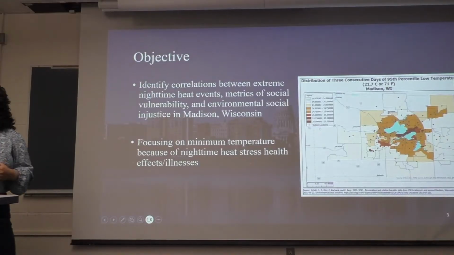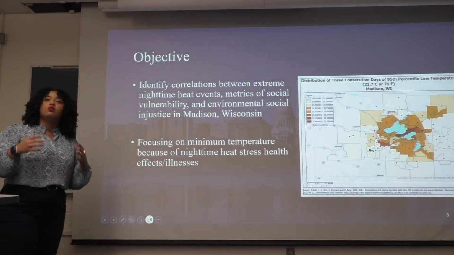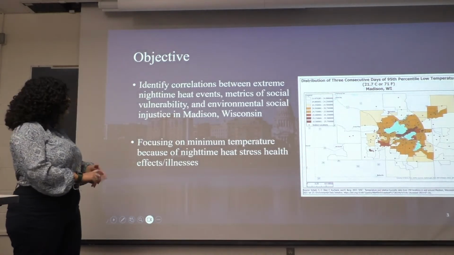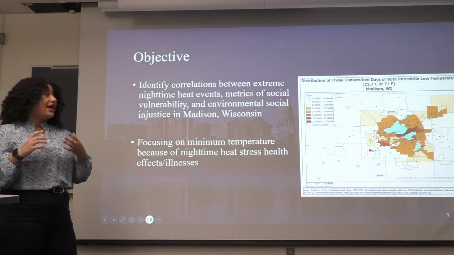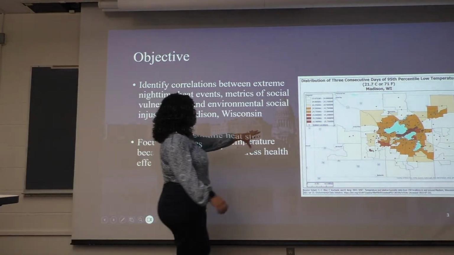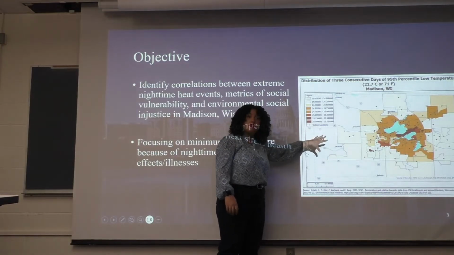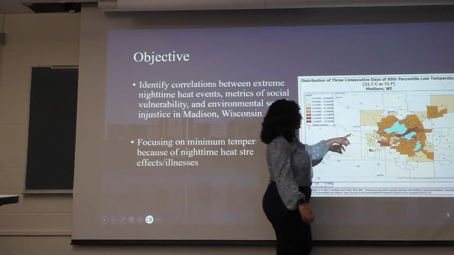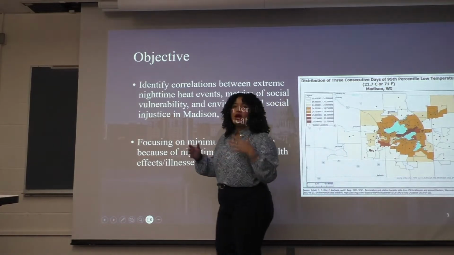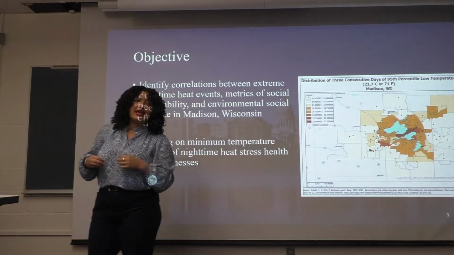So what was our objective with this research project? We wanted to identify correlations between extreme nighttime heat events, metrics of social vulnerability, and environmental social injustice here in Wisconsin. And actually this map here is the spatial distribution of those extreme nighttime heat events. You can see that hotspot right here that we use to correlate with these other variables that we will be looking at in this study.